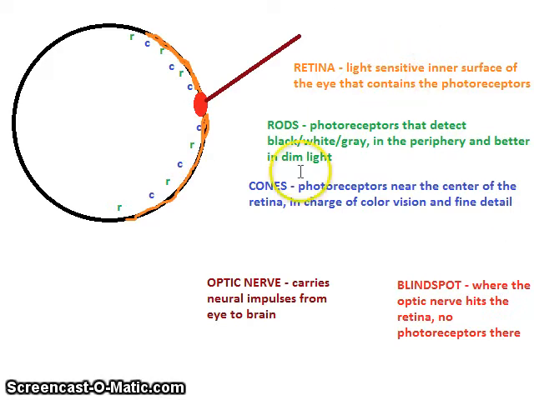So those are the parts of the eye that you need to know: the retina, the rods and the cones on the retina, and the blind spot where the optic nerve hits the retina.